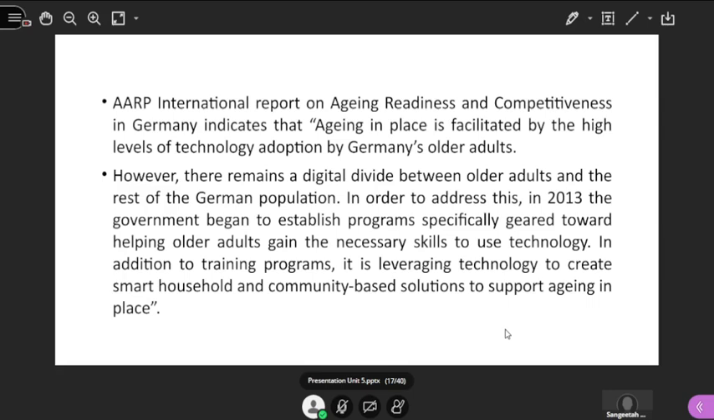I had the opportunity to go to Germany and also to other European countries where I have visited many households where people are aging in place, and I have seen a number of facilities that are provided to elderly persons, and also some of the elderly persons are provided with the necessary training to use these technologies.